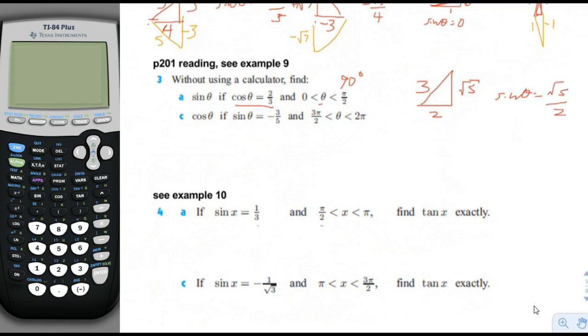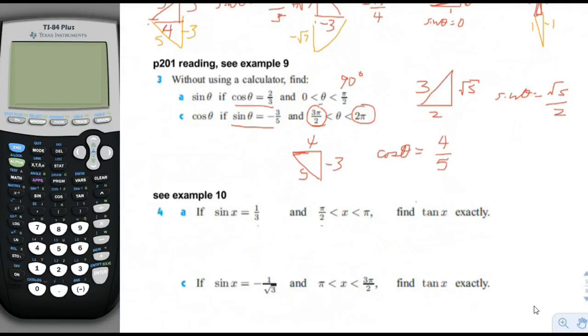What about the cosine of theta if we know that the sine theta is negative 3 over 5? So negative 3 over 5 would be, and it says if it's between 3 halves pi and 2 pi, that means an angle between 270 and 360 degrees. So that would look kind of like this. The negative 3 would be here, right? Okay. And so for this angle, what would be the cosine? So the cosine would be whatever the adjacent is. And so this you can see is a 3, 4, 5 triangle. 3 squared plus 4 squared equals 5 squared. So this would be 4. The cosine here would be equal to 4 divided by 5.